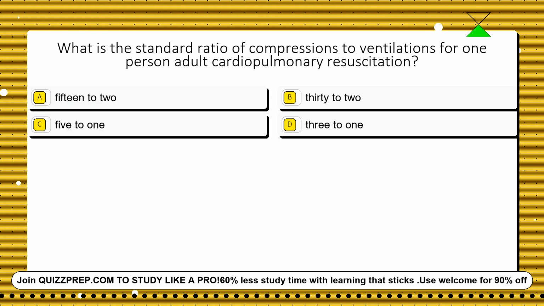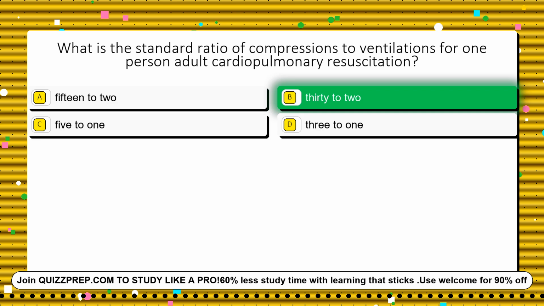Question 79. What is the standard ratio of compressions to ventilations for one-person adult cardiopulmonary resuscitation? Option A, 15 to 2. Option B, 30 to 2. Option C, 5 to 1. Option D, 3 to 1.